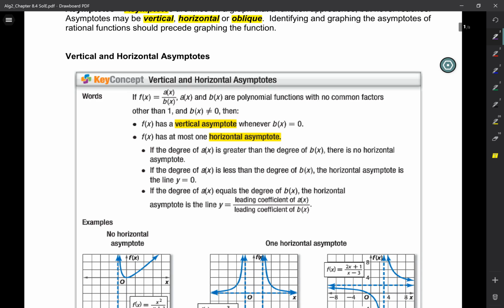All right, so what does a rational equation look like? Basically, it's f of x equals a of x over b of x. So basically, you have an expression divided by another expression, okay?